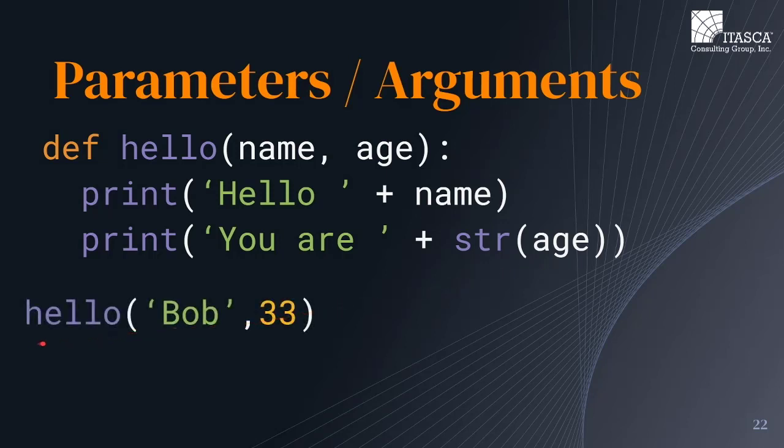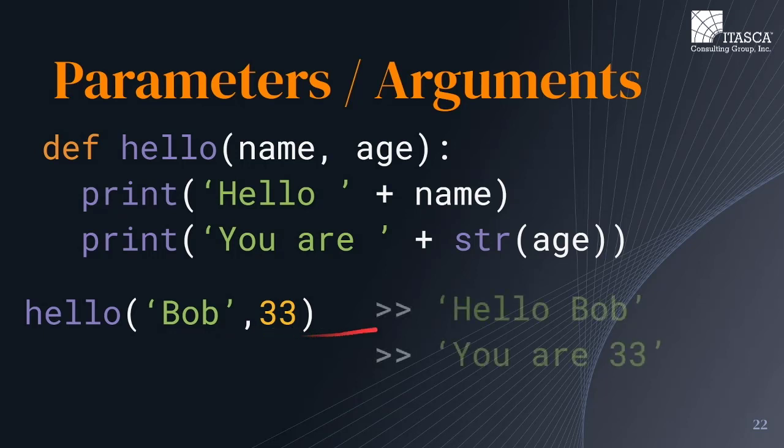Then to call that function, we simply state the name of the function, have an open parenthesis, and pass in a string for the first parameter and an integer for the second parameter. This will cause the code to be executed with name initialized to hold the first parameter. So name will be equal to Bob, and age will be equal to 33. Then hello plus name will be hello Bob, and UR plus age will be UR33.